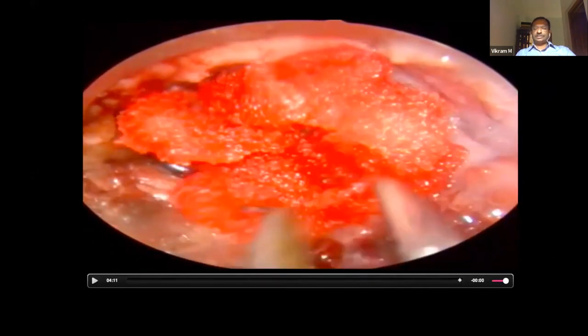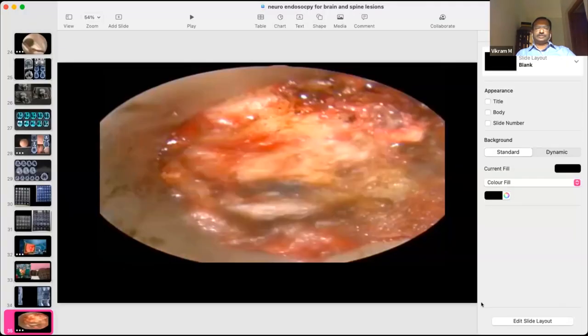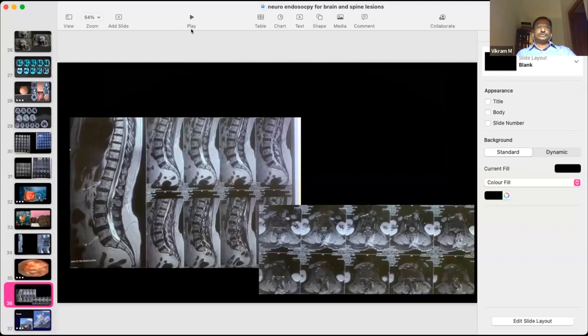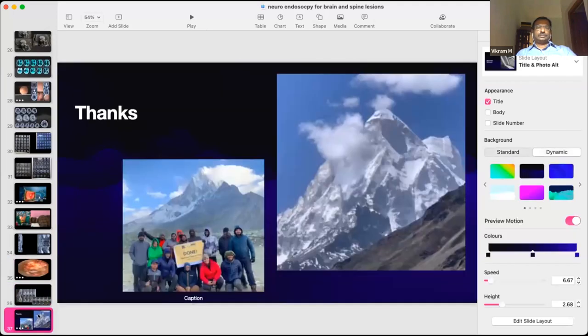And there is a significant muscle layer. Hardly do we get any leak. This is the post-op MRI showing complete excision. And I just concentrated on getting some tidbits of all varieties of cases, excluding transnasal endoscopy, which is a separate big chapter to follow on. Thank you. Thanks a lot.